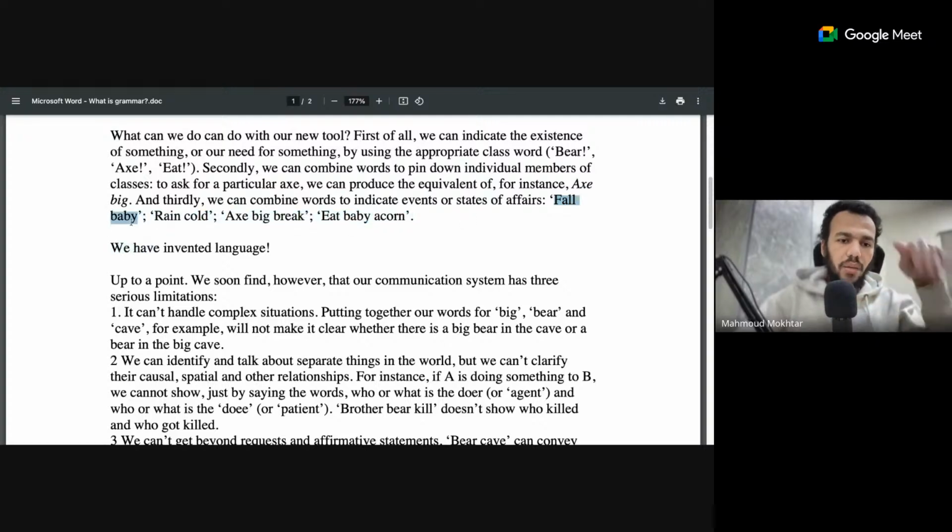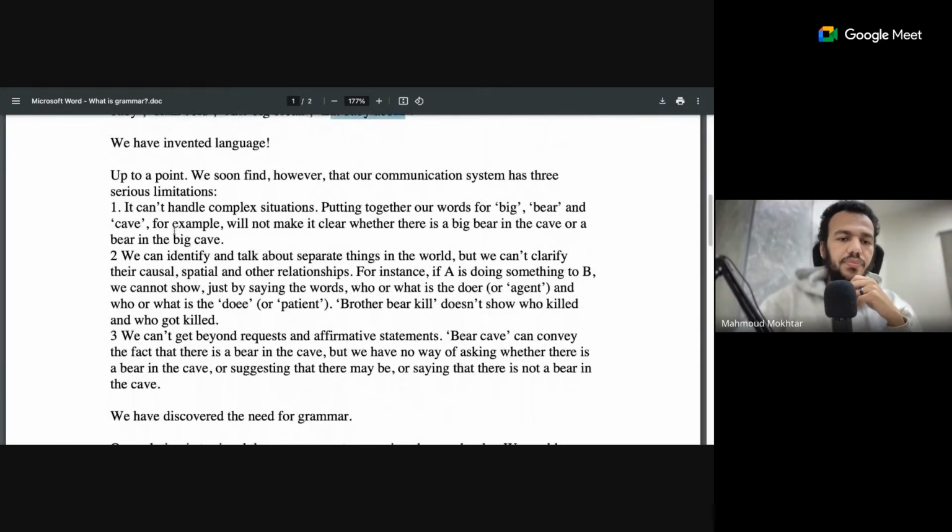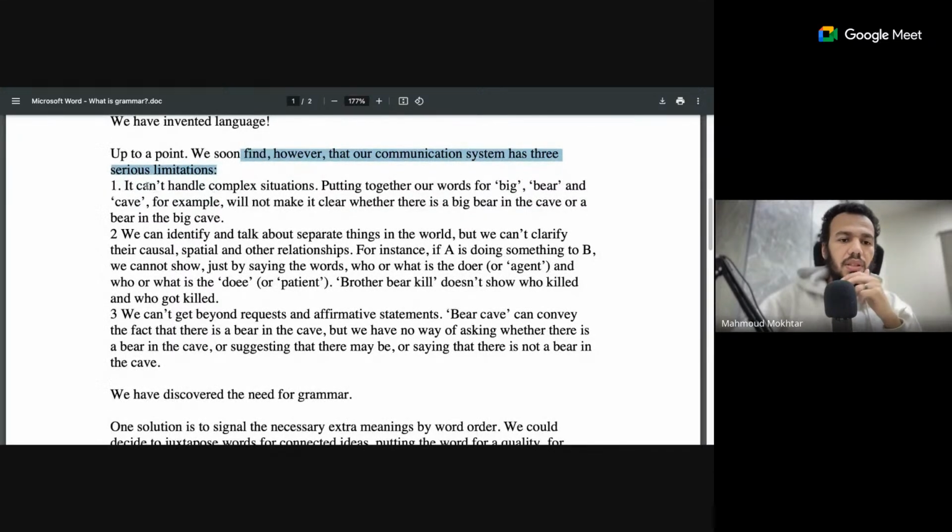So we say fall, baby, rain, cold, axe, big, break, and so on. We have invented language, up to a point. We soon find, however, that our communication system has three serious limitations.